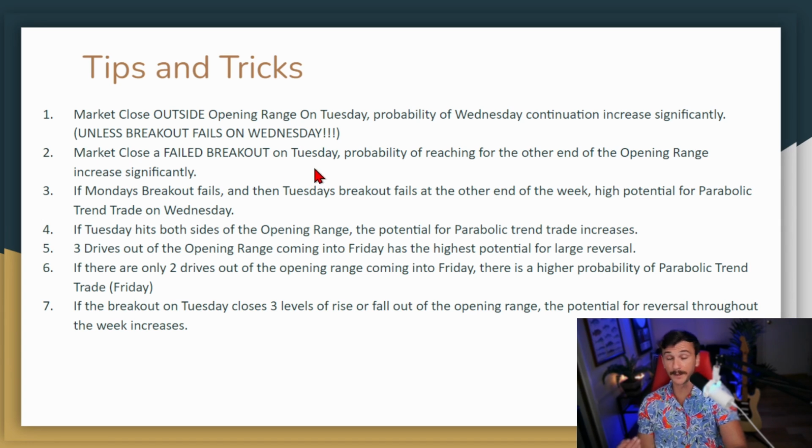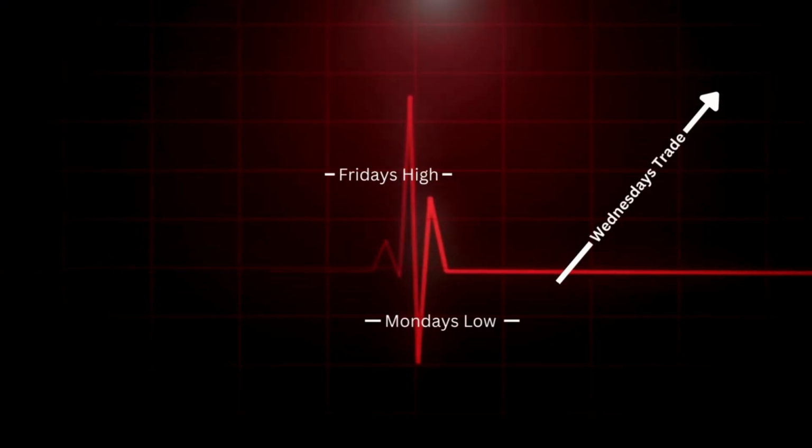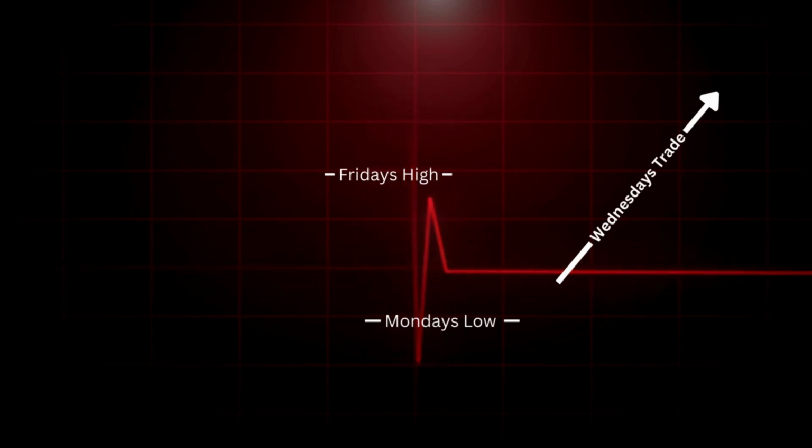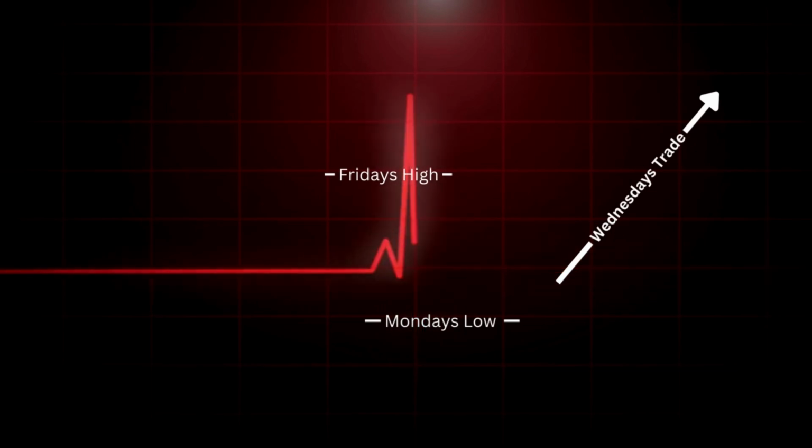So maybe they break out of Monday's range and then they close back on the inside of Monday's range. That would mean to me that the potential for them to go back to the other end of the range goes up significantly. If Monday's breakout fails, then Tuesday's breakout fails at the other end of the week. This is a high potential for a parabolic trend trade on Wednesday.